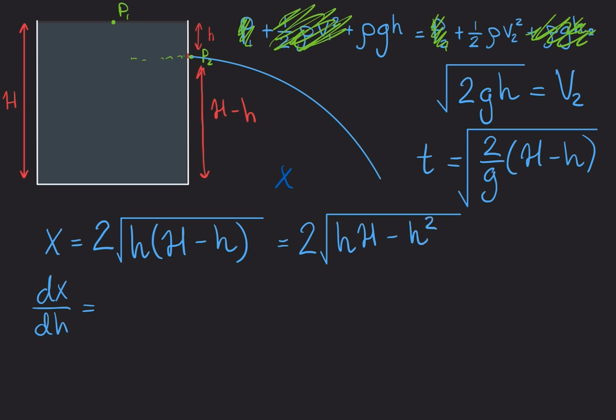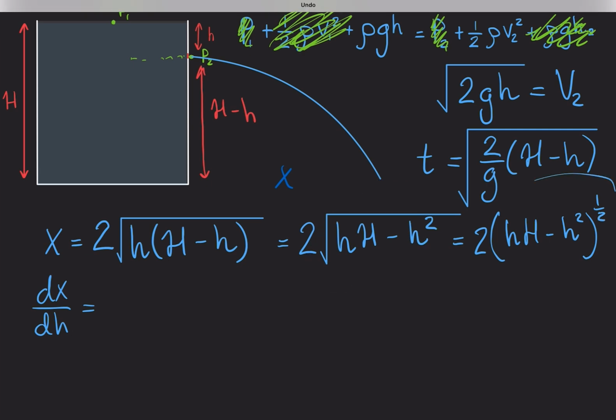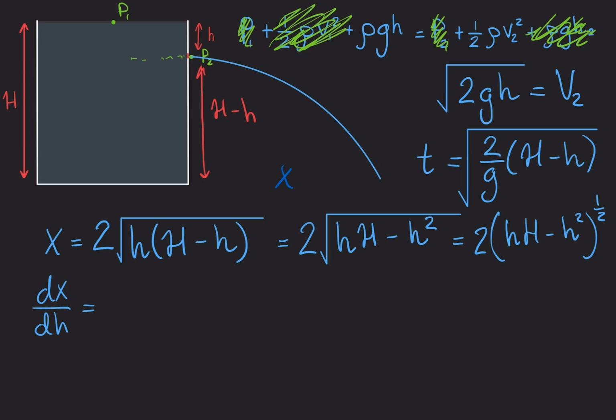And now let's differentiate it. Actually, I'll just write it in a slightly clearer way. I'll write this in terms of the power of 1/2, which is equivalent to square root. So now I'll differentiate this function, and I'll use the chain rule. So I get 2 on the outside. Now I'm going to differentiate this, so I'm going to get 1/2 over here. We're going to get the function, so H, big H minus little h squared. And now we're going to subtract 1 from the power.